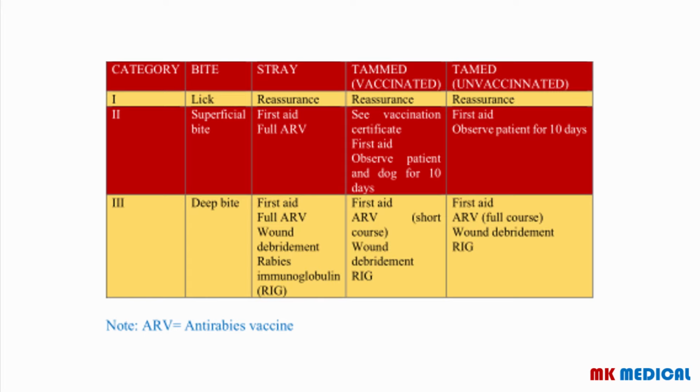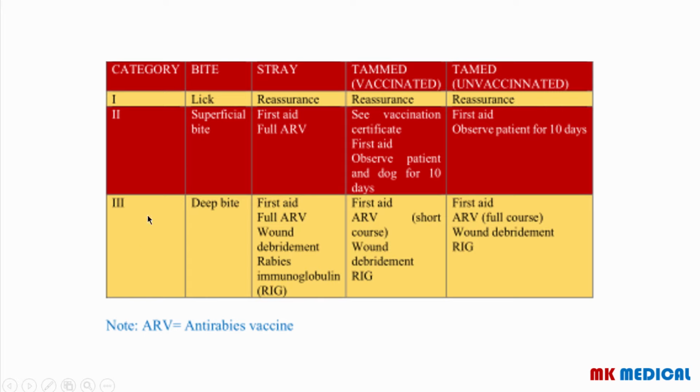Then if it's category 2, which is a superficial bite, if it's a stray dog, then you give them first aid and you give them the full anti-rabies vaccine. That's the full course. If it's a tame vaccinated dog, then you see the vaccination certificate that they have gotten from the vet, and of course give them some first aid and observe the dog for 10 days. And if nothing wrong happens, then you might as well be fine. Then if it's tamed and unvaccinated, then first aid for this patient and observe the patient for 10 days.